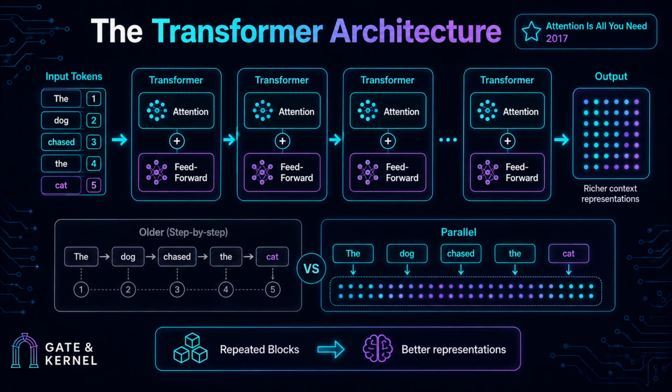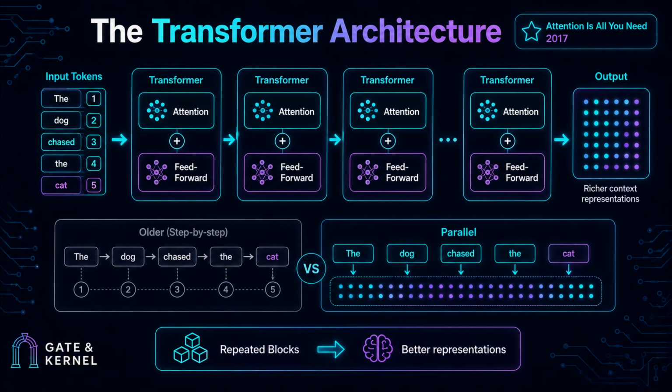Chapter 5. The Transformer Architecture. Most modern LLMs are built using a neural network architecture called the transformer. The transformer was introduced in the 2017 research paper, "Attention Is All You Need." Unlike earlier architectures that processed sequences mainly one step at a time, the transformer relies heavily on attention mechanisms and supports much greater parallelism. Transformers are made from many repeated processing blocks.